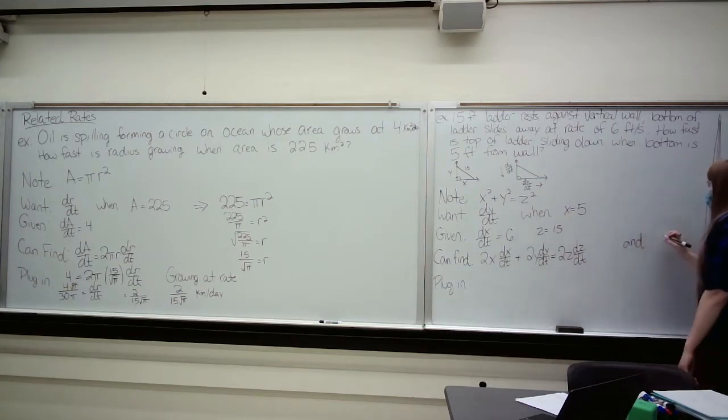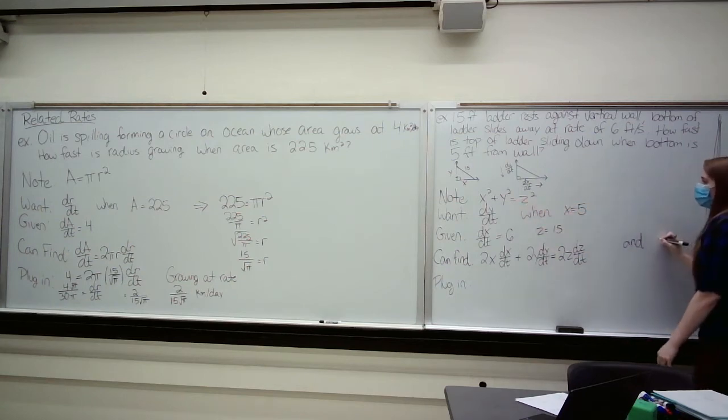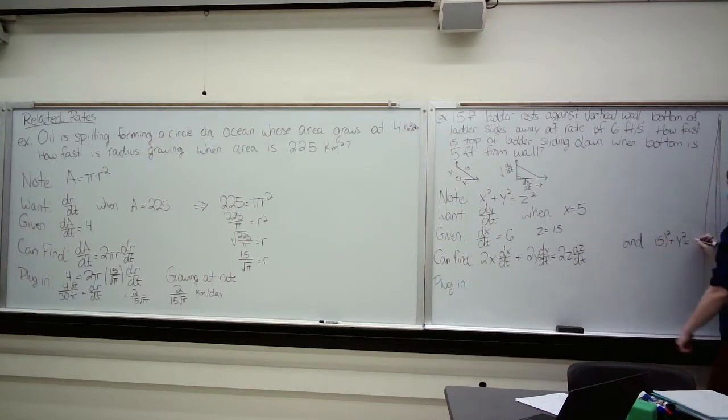Great. So I have x squared plus y squared equals z squared. So my x is 5, so I have 5 squared plus y squared, which I'm trying to solve for, equals 15 squared. So 25 plus y squared equals 225. Y squared equals 200. So y equals square root of 200.